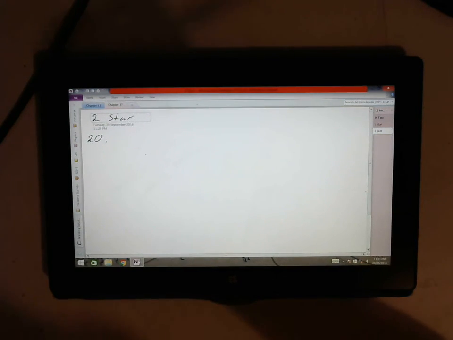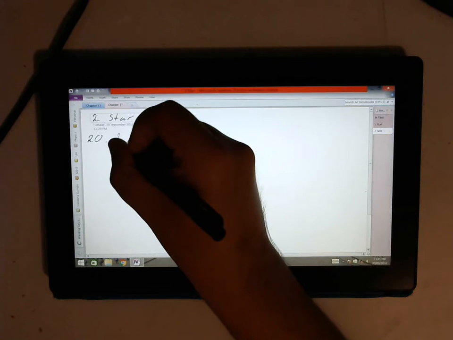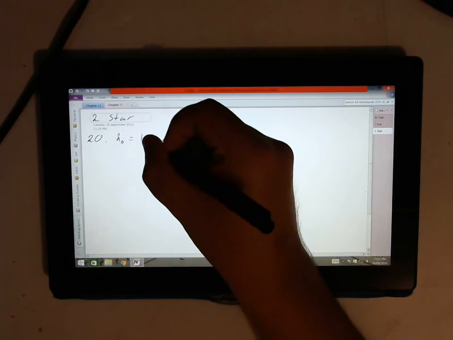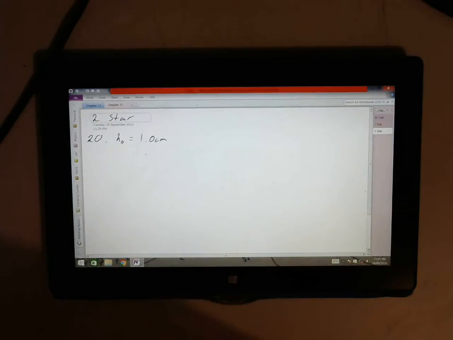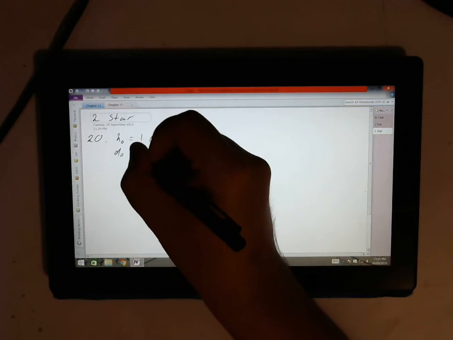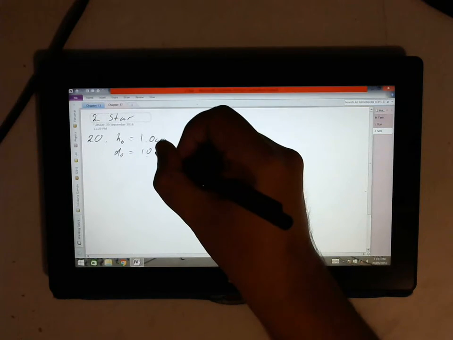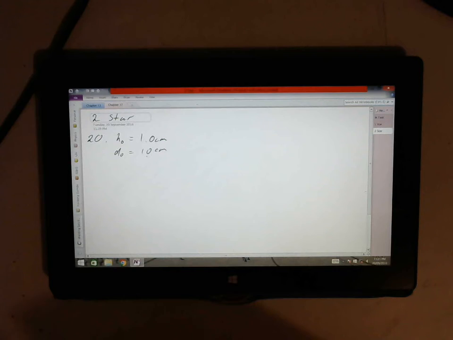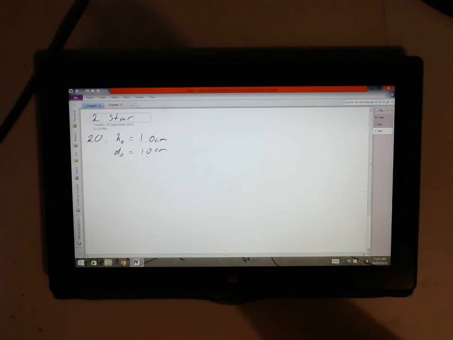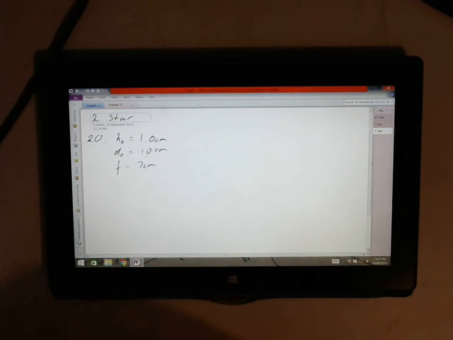So firstly, let's go through and list what we have here, because we're going to need to do some calculations. We've got a 1 centimeter height object, so height naught equals 1 centimeter, and it's 10 centimeters in front. So the distance to the object is 10 centimeters, and we're told it is a concave mirror, so that means we're going to have a positive focal length, and it is 7 centimeters. So F equals 7 centimeters.